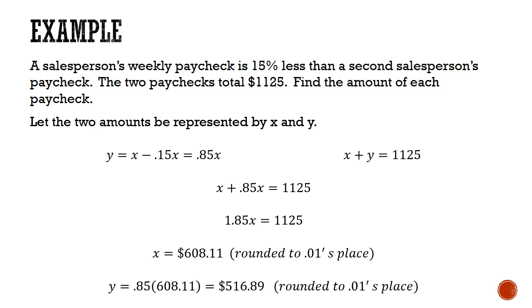As with the previous problem, we're going to substitute. Since we know that y is 0.85x, we'll replace y with 0.85x. Combine like terms and divide. For x, we get $608.11. Notice we're rounding to the hundredths place, as you should always do when your answer involves money. Multiply that by 0.85 to solve for y.